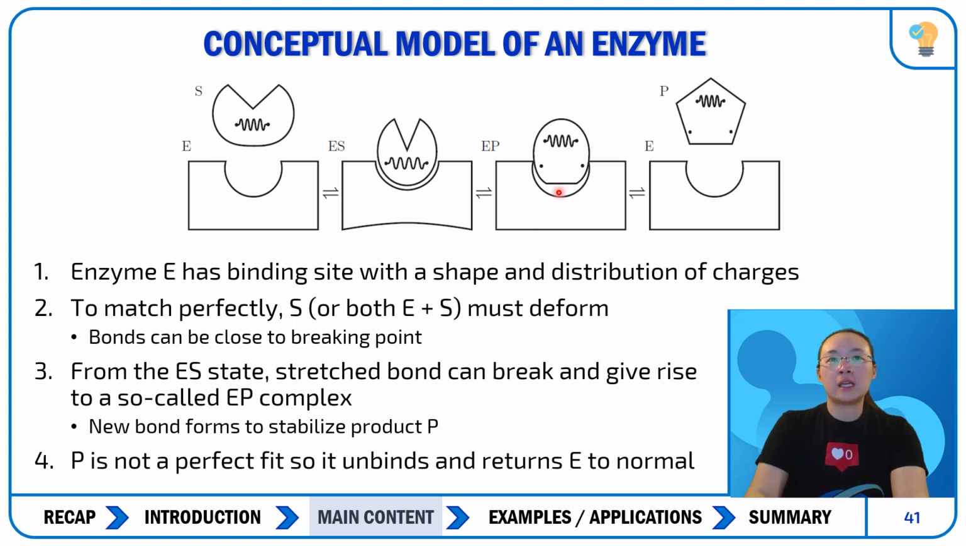So all this is saying is that there's a certain reaction occurring here where the enzyme has now deformed your substrate, and that deformation is going to break or weaken the bonds within your substrate. And after that, you have an EP complex that's created. New bonds are formed to stabilize this new product, P, in its new shape. And because the new shape is not a perfect fit, it unbinds, creates a product, and your E goes back to normal.